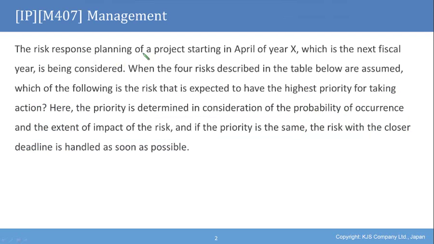The risk response planning of a project starting in April of year X, which is the next fiscal year, is being considered. When the 4 risks described in the table below are assumed, which of the following is the risk that is expected to have the highest priority for taking action? Here, the priority is determined in consideration of the probability of occurrence and the extent of impact of the risk, and if the priority is the same, the risk with the closer deadline is handled as soon as possible.